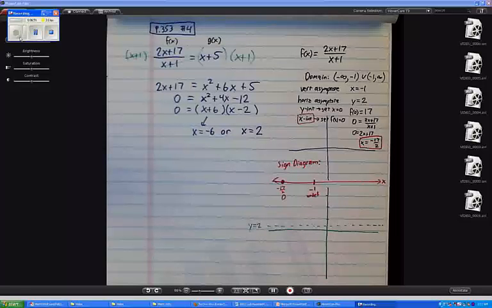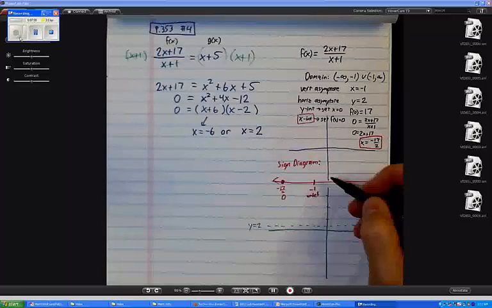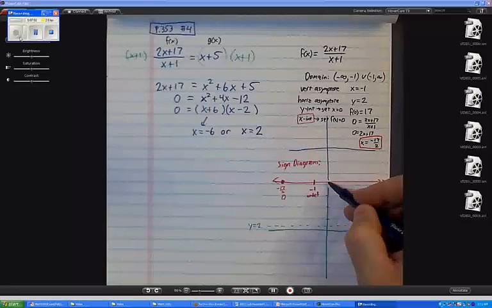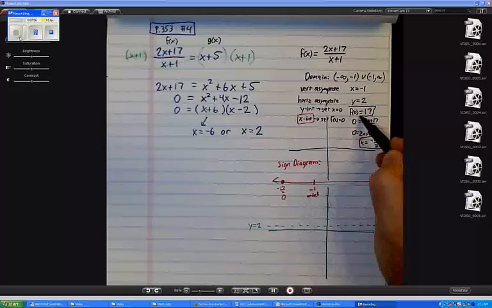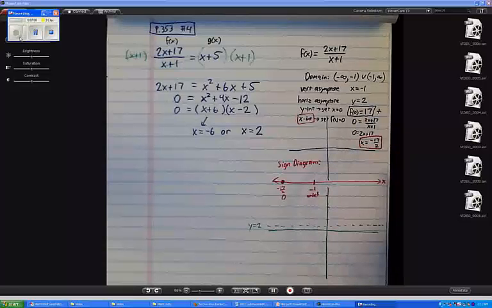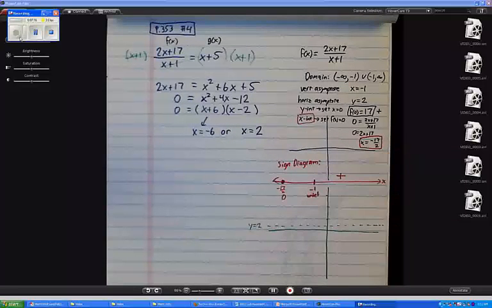Okay? So it's time to go ahead and pick some values. Well, over on the right-hand side, why don't I pick 0? I already did that. When I set x equal to 0, what is f of 0? Well, it's positive, right? So I'm going to say on my sign diagram that once I get past this -1 point, it's positive.